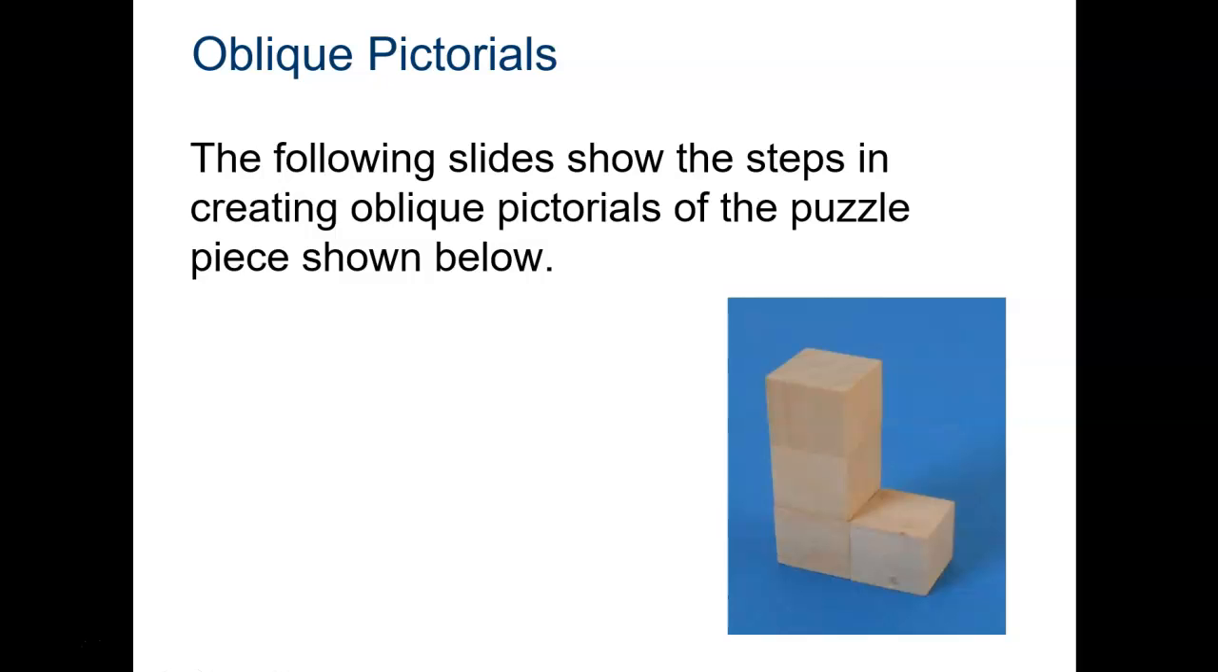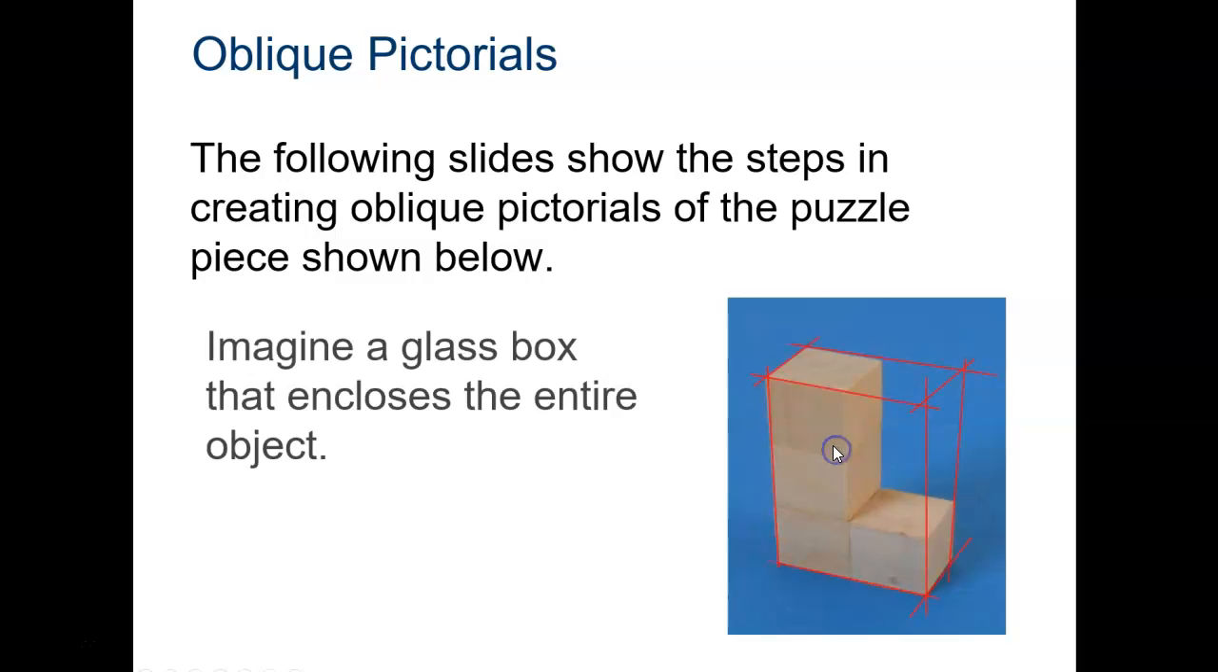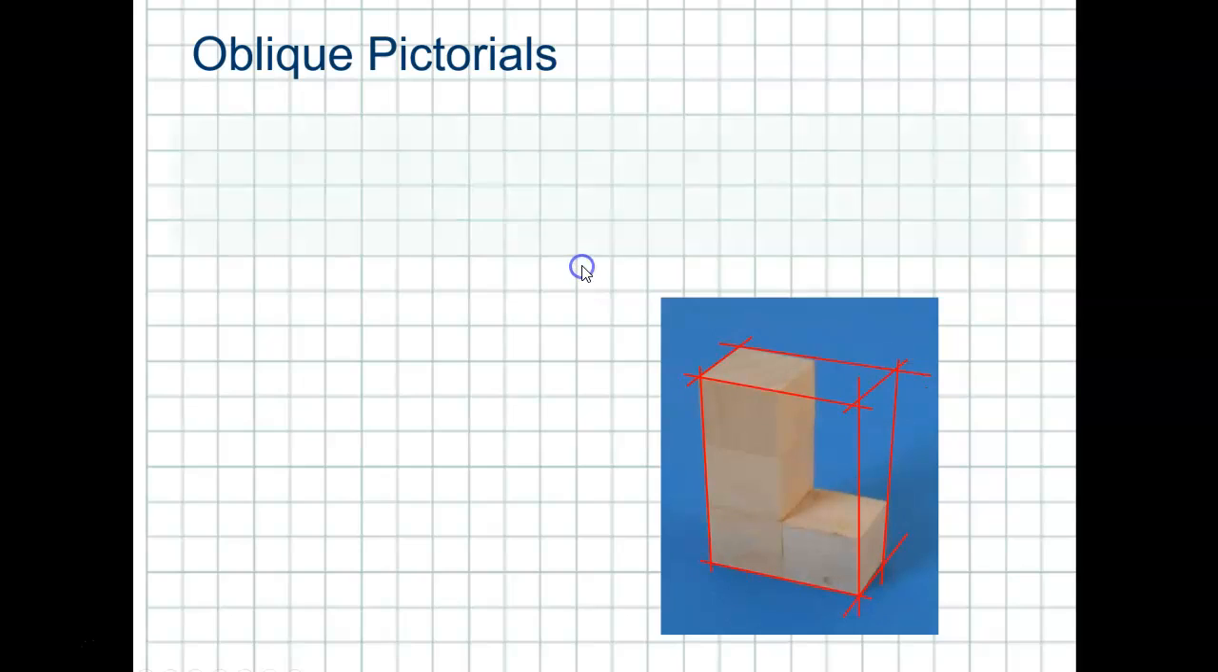Now I want you to follow along and draw what you see in the steps, creating oblique pictorials of this puzzle piece shown. We have these in class. These are puzzle blocks. This one is made up of 4 blocks: 1, 2, 3, 4. So you're going to imagine a glass box that encloses the entire object. That's what these red lines represent. Imagine a glass box enclosing that entire object.